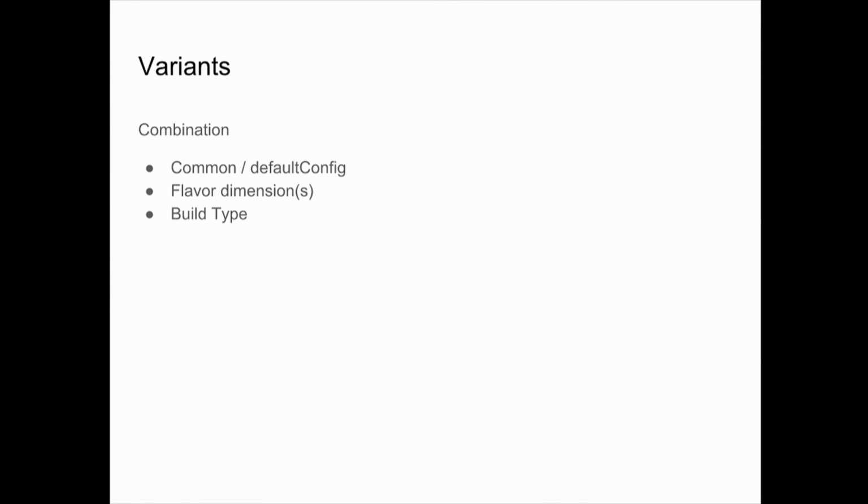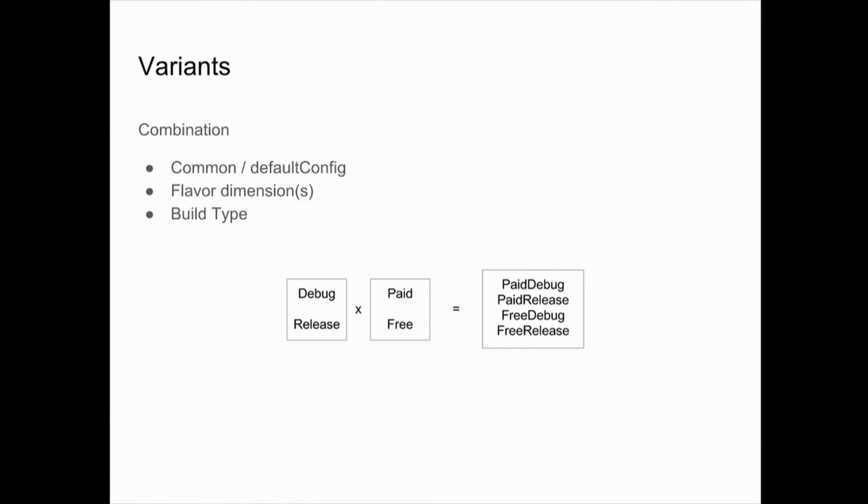So I mentioned variants. Variants are a combination of a default or common setup that is applicable to all the variants, and then we apply one variant from each of the dimensions, and you can have 0 to n dimensions, and then one build type. For example, in build type you have debug versus release, and then in your dimension you decide to have two versions of your app, a paid app and a free app, ad supported or something like that. Then we make the combination, and you have 4 of them. So you have debug versus release, paid versus free, and then you also have what we call common and default config that I'll talk about in a minute.